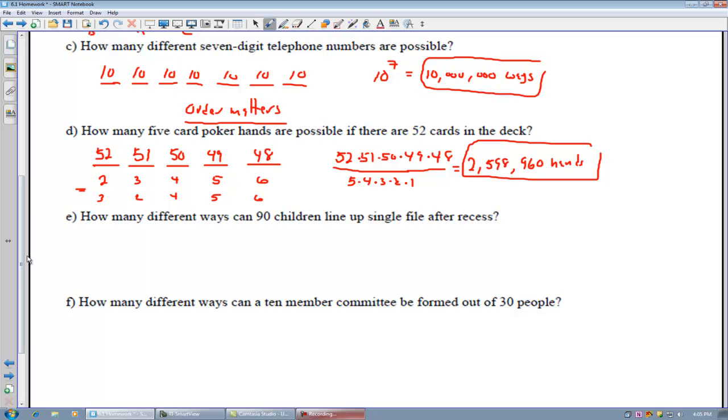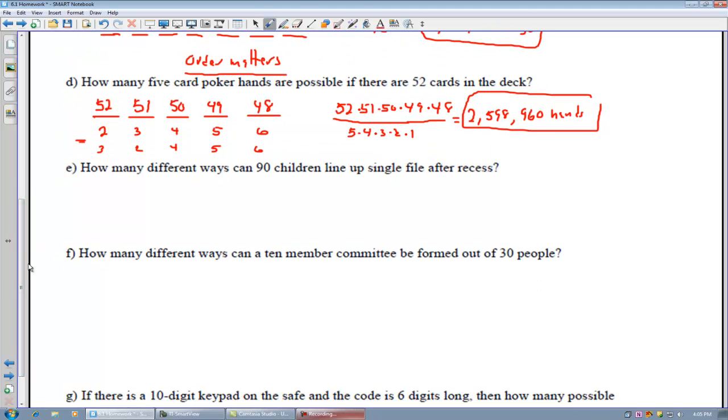All right, on the next part, part E, it says how many different ways can 90 children line up single file after recess? All right, so if you go back to elementary school, you remember we lined up single file, and so we have 90 kids. And so the idea is you have 90 spots, so 1 spot, 2 spot, 3 spot. Oh, we should answer up here, right? Remember, the order here does not matter. Okay, then you have the 4 spot, and so on, all the way up to the 90th spot. This is the way the kids line up.